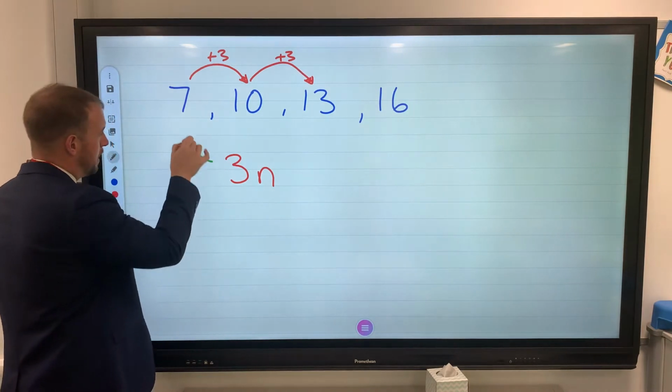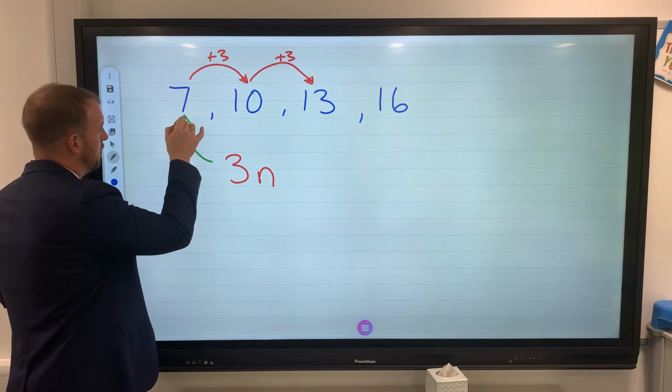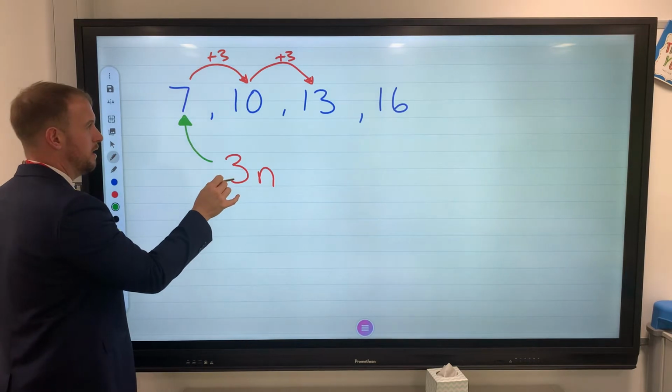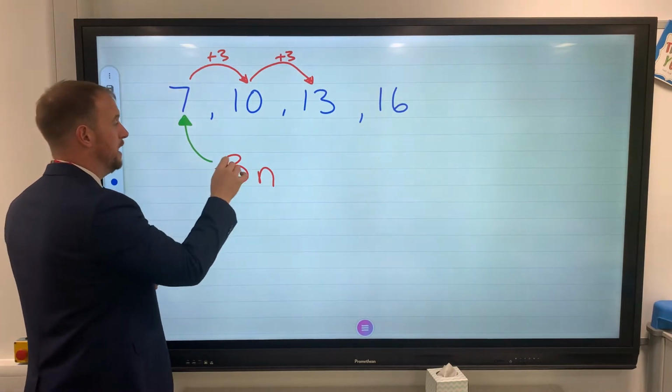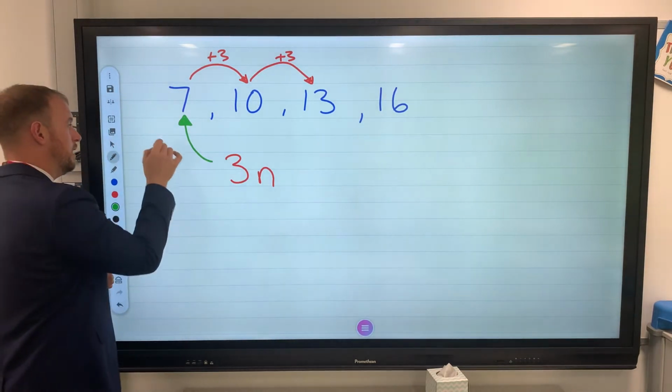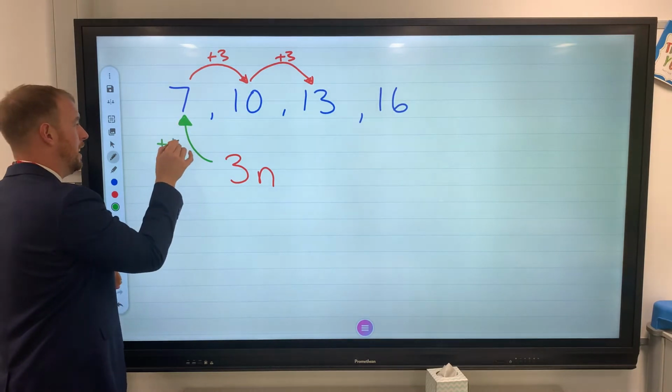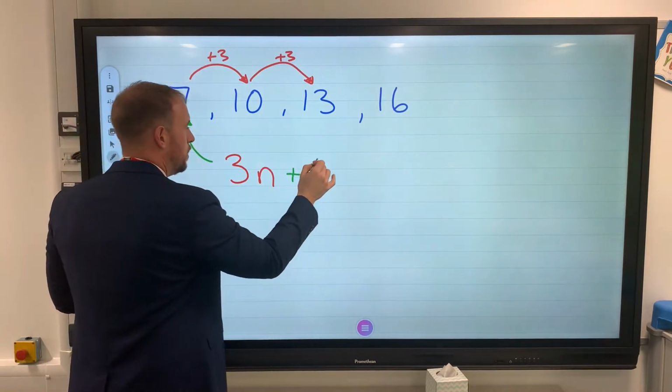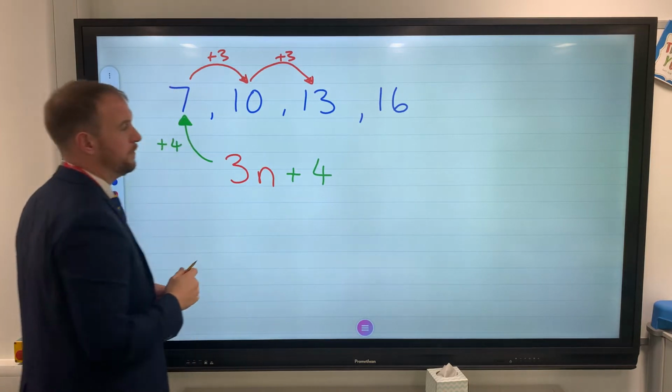Second step is looking at the relationship to get from the 3, or the coefficient of the n, to get to the 7. And to get from 3 to 7, we add 4. Which means we put add 4 on the end.